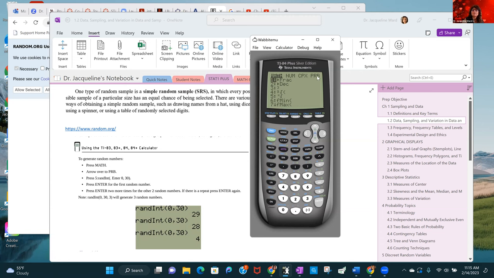Arrow over to PRB. So you're going to use these arrow keys and arrow over. And PRB stands for probability. And then you can either scroll down to 5 or press 5. So you could arrow down or you can enter the number 5 and see that's random integer. And this is suggesting to do 0, 30 and close the parentheses. And this will generate a random integer between 0 and 30. And you can keep doing it by pressing enter. So again, that's really cool. Notice if you add a comma 3 in there, it'll automatically give you 3 of them.